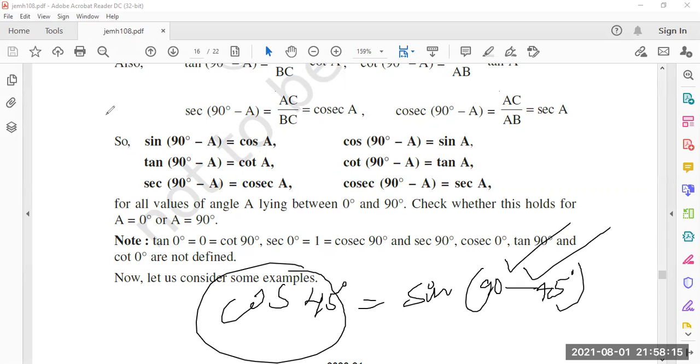So that's the concept. For sine, cos is complementary. For tan, cot is complementary, and for cot, it is tan. For cos, it is sine, and for cosecant, it is secant. For secant, it is cosecant. So these are the concepts we discussed in the last lesson.